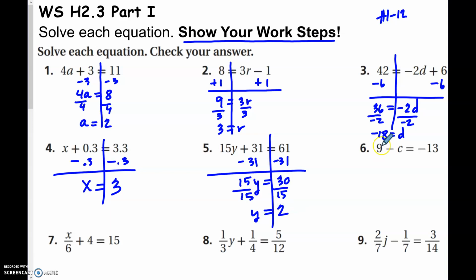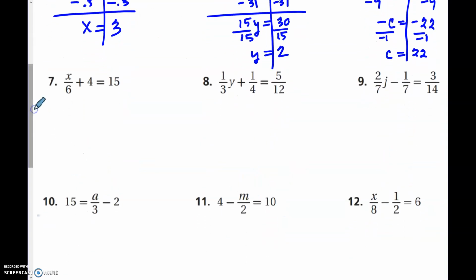All right, number 6. So the first number we need to move away is the 9. So I'm going to subtract 9. So -c equals, and -13 minus 9 is -22. Now we don't want to know what a -c is. We want to know what a positive c is. So I'm going to divide by -1. So c equals 22.